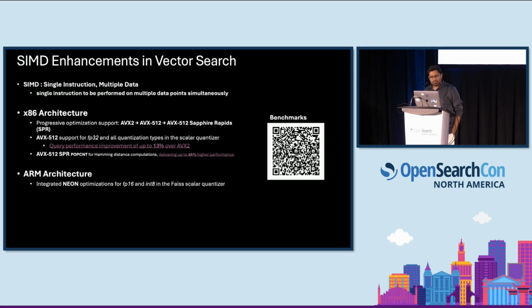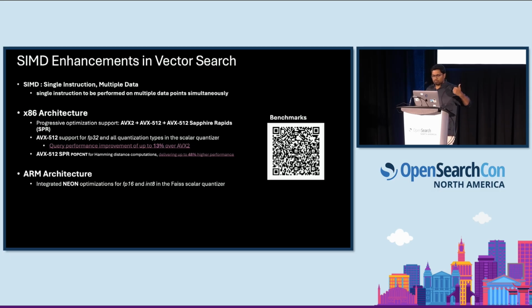And similarly for ARM, we have introduced Neon optimization, which boosted performance with around a 15% improvement in latencies. And with SPR, with the pop count instruction set, we could see up to 48% higher throughput. I have added the QR code for these blogs. Please feel free to take pictures. It has all the benchmark numbers over there.